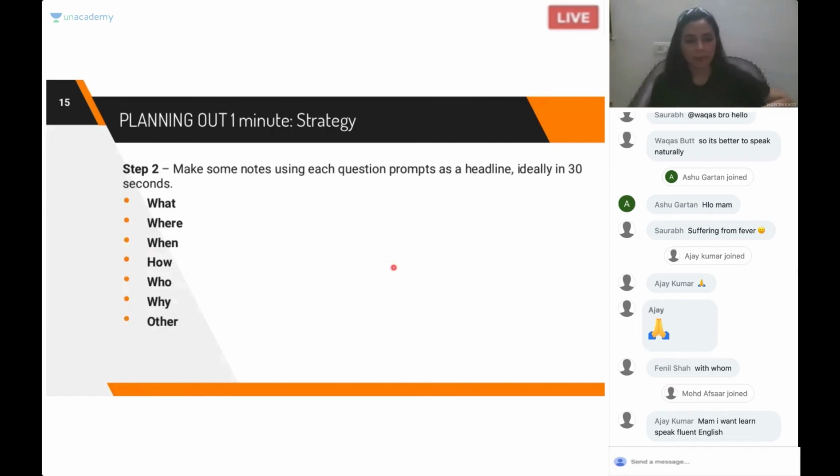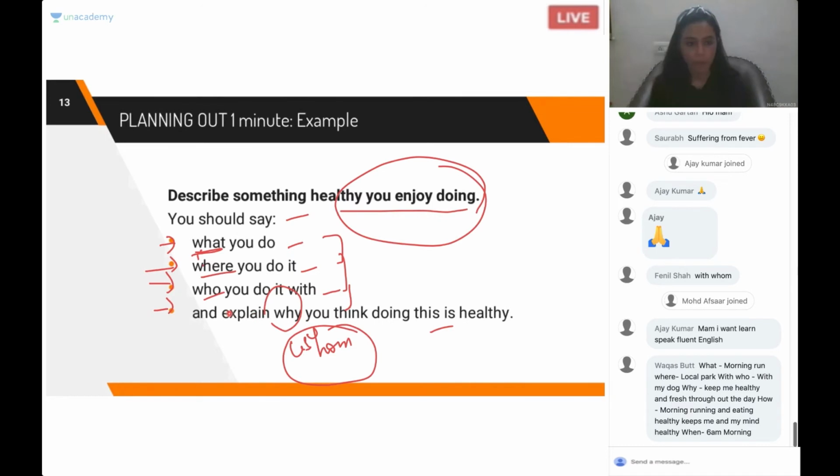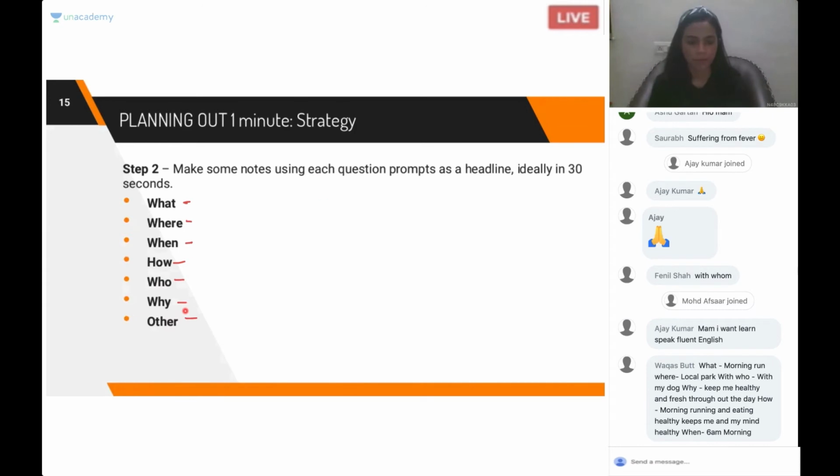Next step is make some notes using each question prompt as a headline, ideally in 30 seconds. Now, what you're going to do is quickly write words or phrases in front of them in 30 seconds. So this is something that you guys are going to do. I have put up mine in the following slide, but I need you guys to tell me: something healthy you enjoy doing. I'll give you some time. You can actually take more than 30 seconds, but make sure you do it.